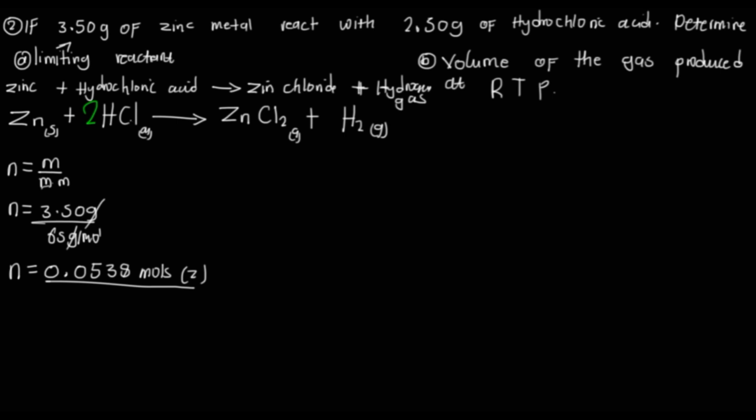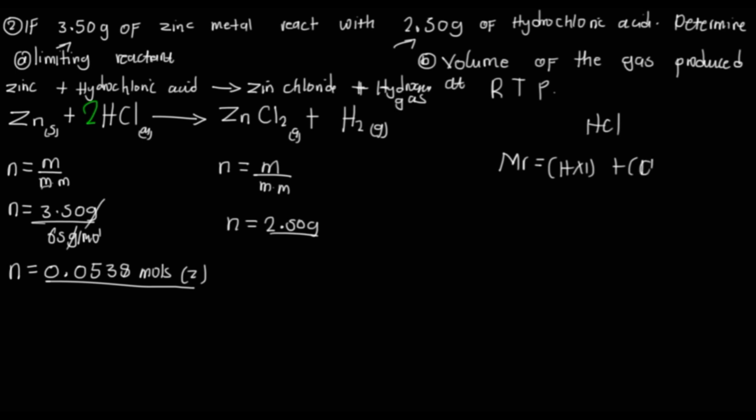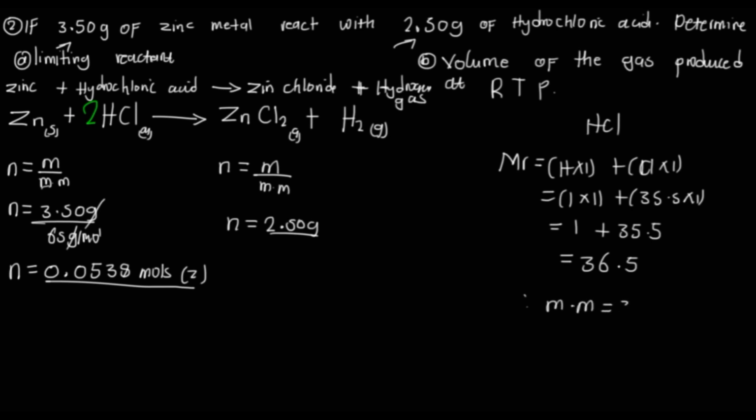Now number 2, we need to find the number of moles of hydrochloric acid. So number of moles is equal to mass over molar mass. The mass for HCl is 2.50. Now here we have a covalent compound, so we need to find the relative molecular mass. So Mr is equal to, for HCl, one atom of hydrogen plus one atom of chlorine. So 1 times 1 is 1, plus 35.5 times 1 is 35.5, which is equal to 36.5. So therefore the molar mass is equal to 36.5 grams per mole.